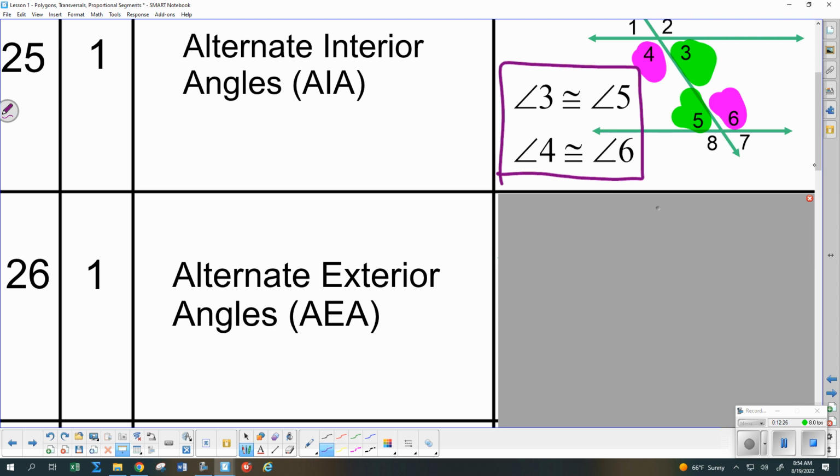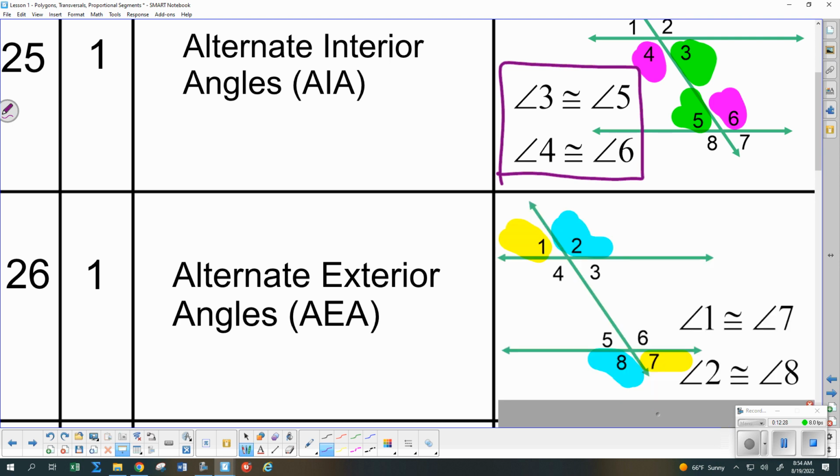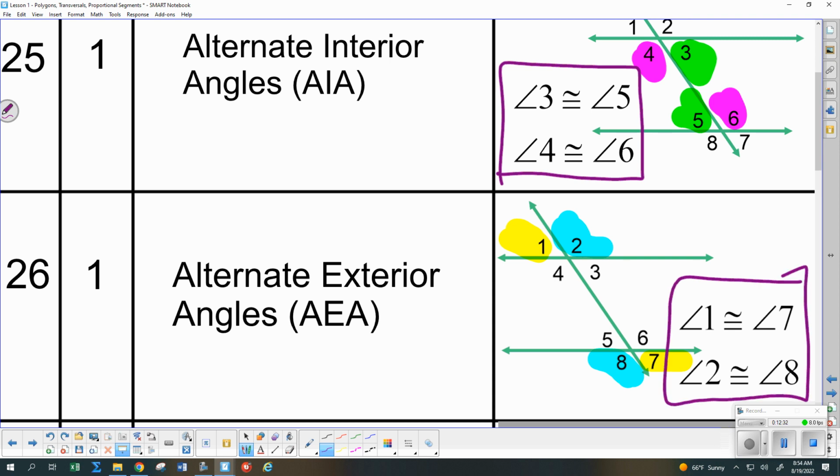So out of 1, 2, 7, and 8, 1 and 7 are the acute ones. 1 is by the top line, 7's by the bottom, 1's on the left, 7's on the right. Similarly, 2 and 8, the obtuse ones, are also alternate exterior angles, and we abbreviate with AEA. And again, don't recopy the picture. Trying to save you some time and some writer's cramp here.